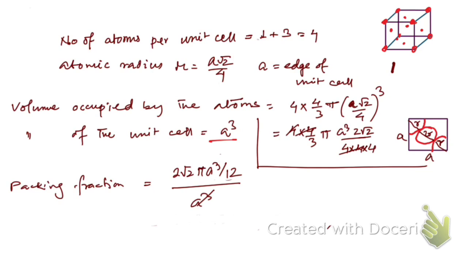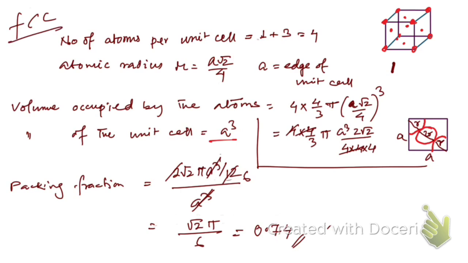Okay, and so this cancels, it will be 6. Okay, and this a cube will be cancelled by this a cube, right? So if that is the case, then we have got root 2 pi by 6, that's what we have got. And if you put the value of pi, root 2 and all that, then you're going to get approximately 0.74. This is the packing fraction for FCC, right? So hope you have understood this.